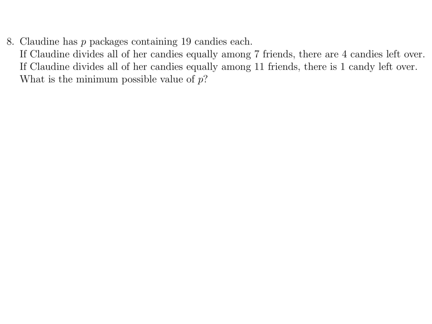Claudine has p packages containing 19 candies each. If Claudine divides all of her candies equally among 7 friends, there are 4 candies left over. If Claudine divides all of her candies equally among 11 friends, there is 1 candy left over. What is the minimum possible value of p?